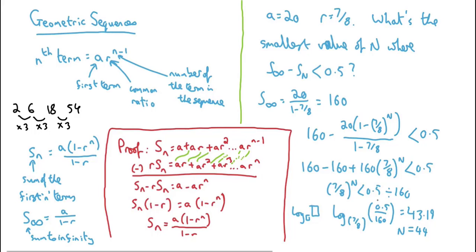If we're good with that, let's finish off by looking at an actual exam question. The first three terms of a geometric sequence are 4p, 3p plus 15, and 5p plus 20, respectively, where p is a positive constant. First of all, show that 11p squared minus 10p minus 225 equals 0.